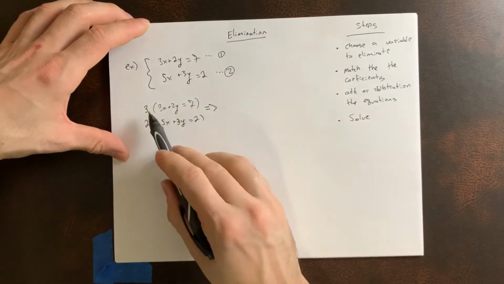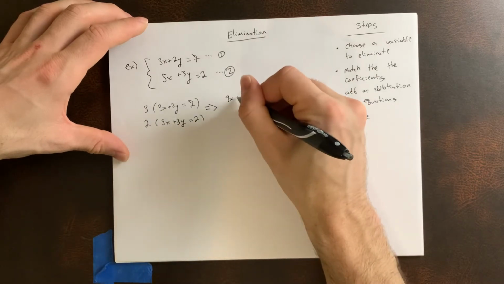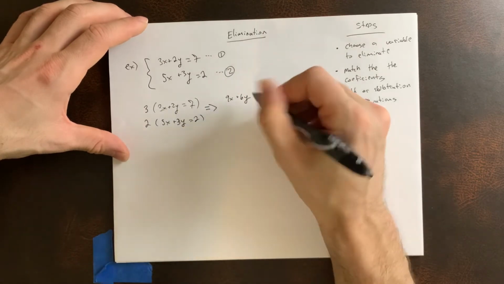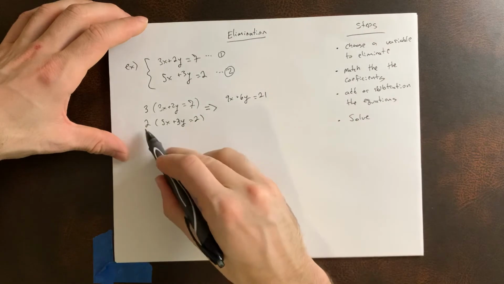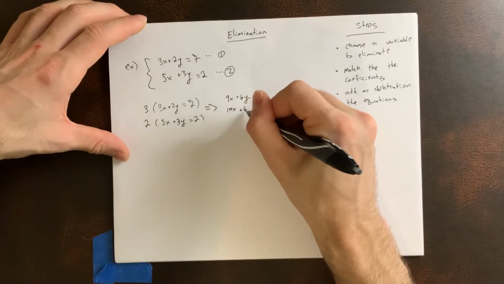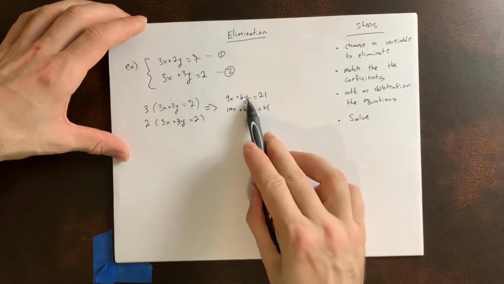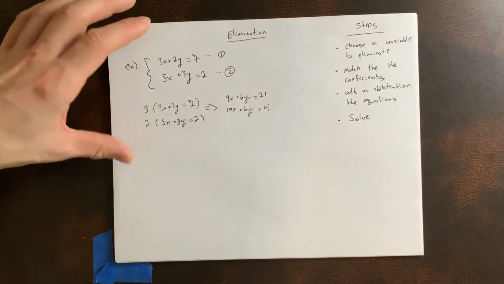And so what does this give us? Well, we're going to have 3 times 3, so 9x. 3 times 2, so 6y. 3 times 7, 21. 2 times 5, 10. 2 times 3 is 6. And 2 times 2 is 4. So you see, we just did that. Now we have a 6 in front of this y and a 6 in front of this y.